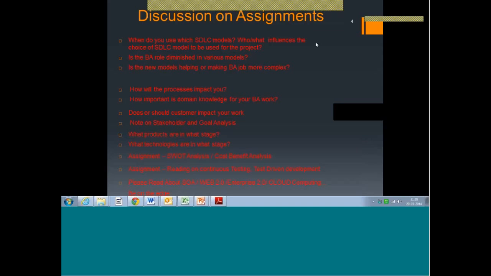Unfortunately for us, there are four SDLC models, not one or two. So how will you make the choice? You got a problem now? Yes. How will you make the choice? Come on, some more debate, guys. Don't throw the towel. No more questions? Just thinking.